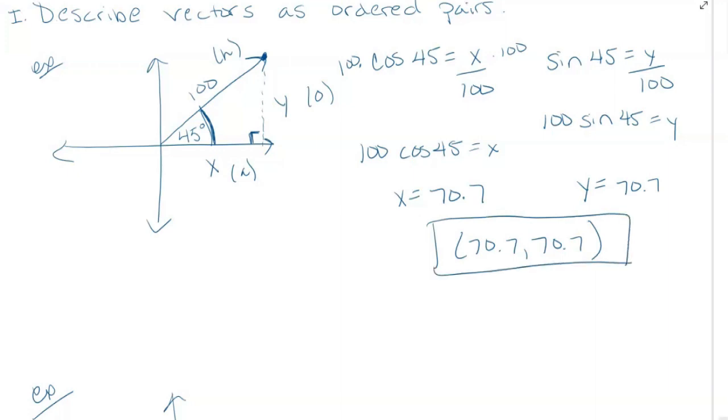Now, do you think it's strange that we actually got the same value for x and y? You shouldn't, because in a right triangle where one angle is 45 degrees, the other angle also has to be 45 degrees, meaning both those sides have to be the same.